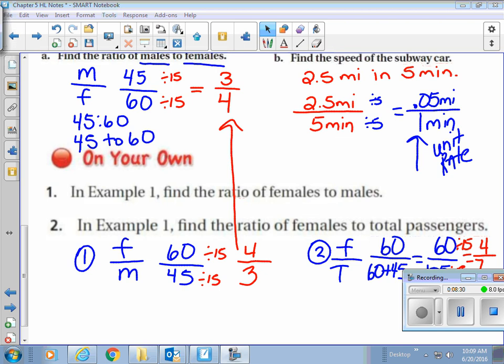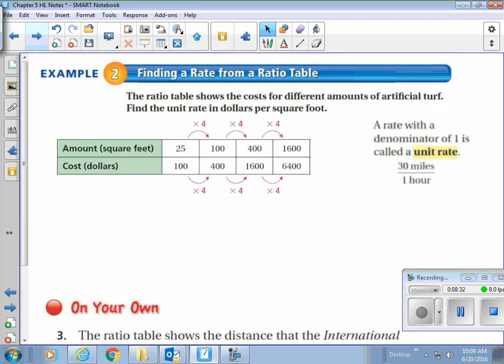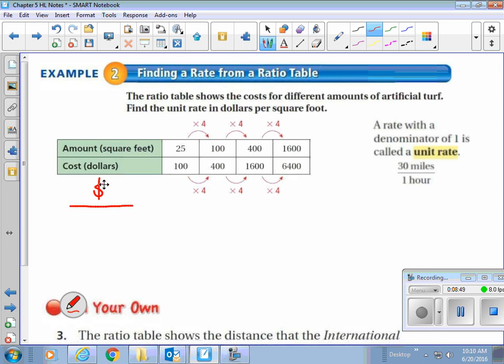We're now going to go to the next example. Example 2, finding a rate from a ratio table. The ratio table shows the costs for different amounts of artificial turf. Find the unit rate in dollars per square foot. So we know that we want to do cost, or dollars, per square foot.